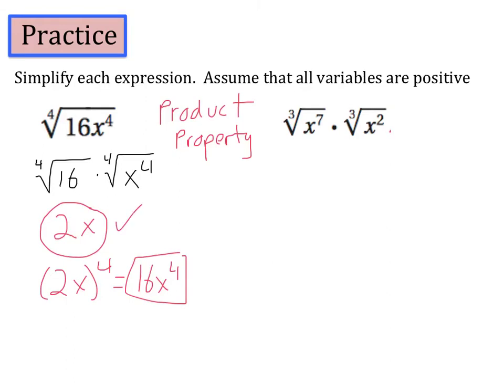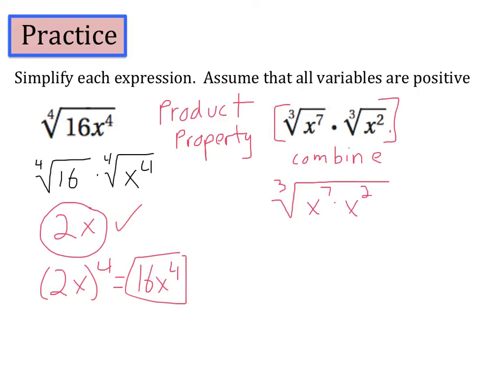Now for the second one. Now we're kind of doing the reverse of the product property. We're taking these two and we're going to multiply them together, so we're going to combine them. It's kind of like the reverse product property. So we have one radical, the cube root of x to the seventh times x squared.